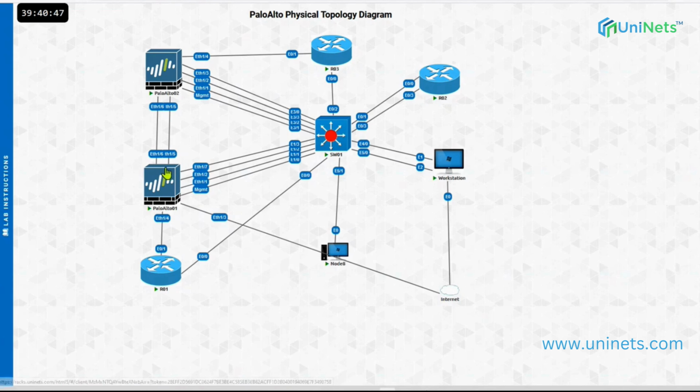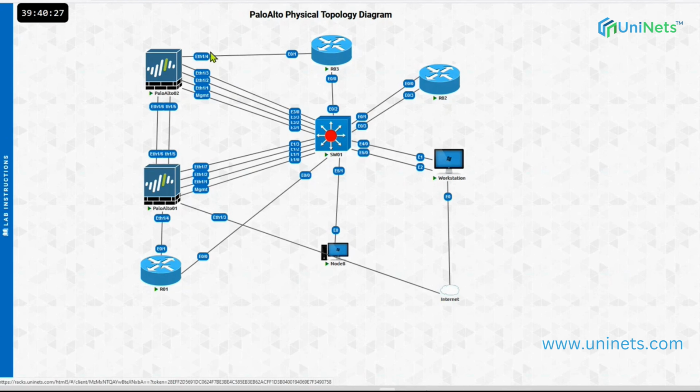So why have we put two firewalls? We have put two firewalls because we will perform HA configuration in future, right? And for HA configuration, we require a back-to-back connection. That's why we have configured a back-to-back connection.